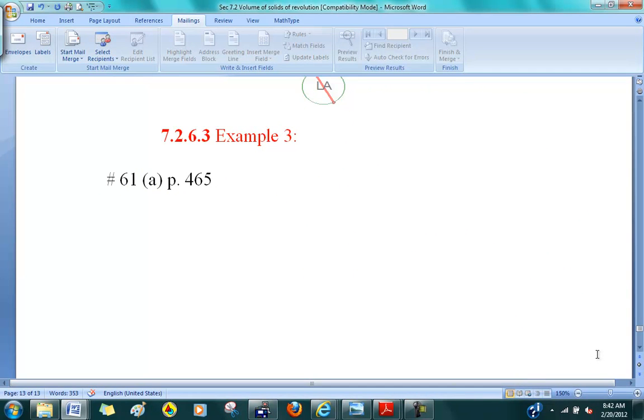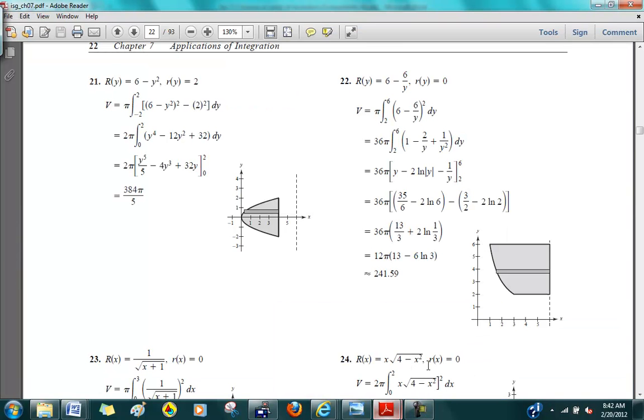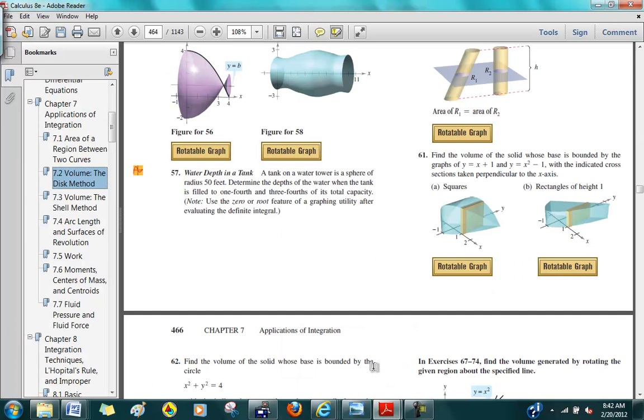So the last problem I'm going to do in this section is number 61 on page 465 from your textbook, part A. So let's go take a look at what the problem is all about. And here's the problem, number 61 right there. I think this section tends to be harder, and I can understand why. It's really hard to visualize the objects that you're looking at. And clearly, if this diagram wasn't given, it would be impossible for me to see what's going on here.